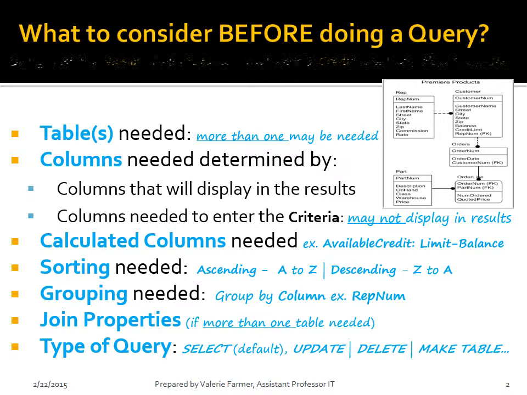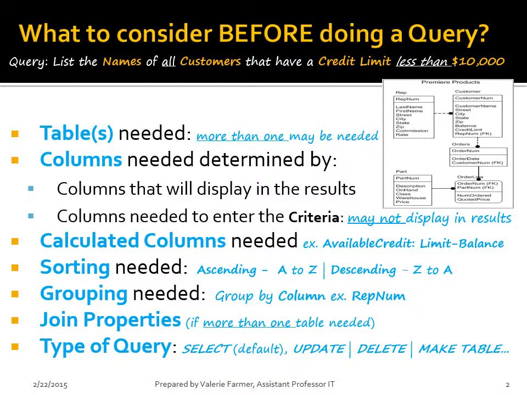In our example that we're going to use, we're going to list the names of all customers that have a credit limit less than $10,000. The table that we will need will be the customer table. The columns needed in that table will be determined by the columns that will display in the results. The column that needs to display in the result is the name.